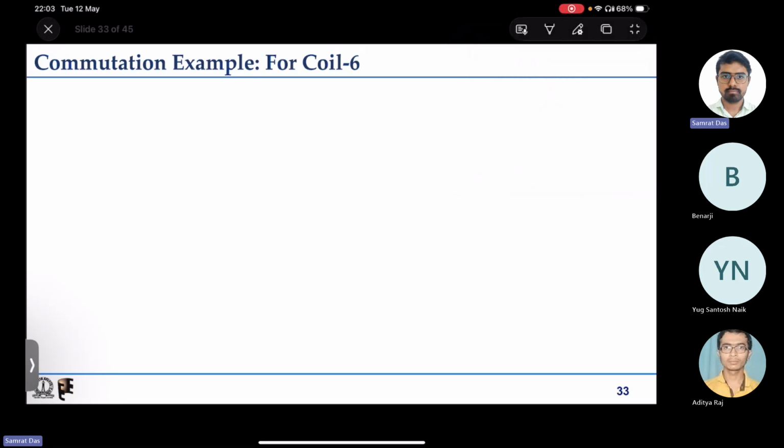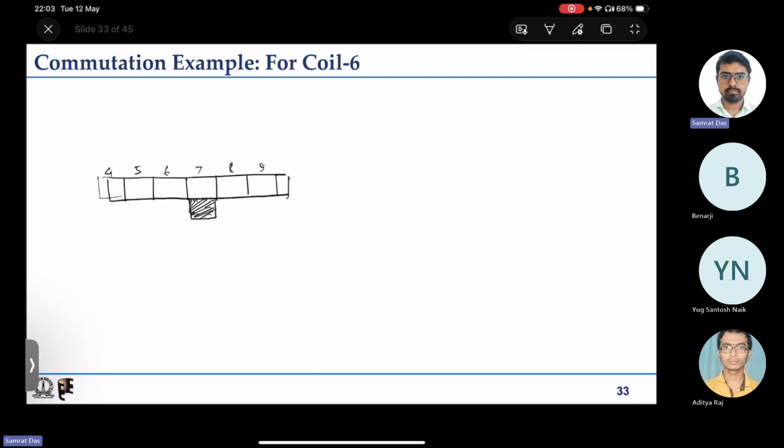So quickly I'll draw a simplified diagram. Say this is the commutator segments, say this is 7. For the first one, the brush was placed at 7. So I'll be focusing on the 6th coil commutation only. So this is the 6th one, this is the 8th one, this is the 5th one. So this much is enough. 4th one, this is 9th one. That's all. Now I will draw the coils.